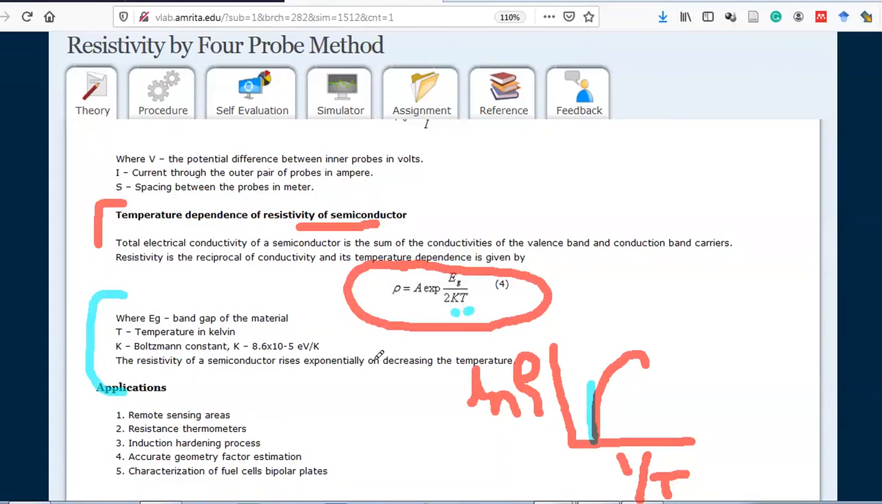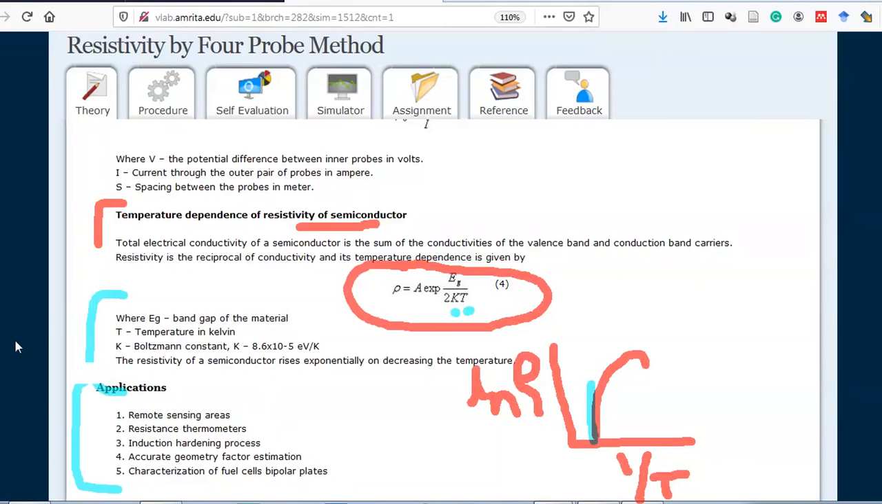Okay, so whatever temperature we are going to vary in the setup, you have to note that temperature down. That's how you can find out the energy band gap. And these are some applications where this particular experiment, this technique, can be useful, so you can go through that.